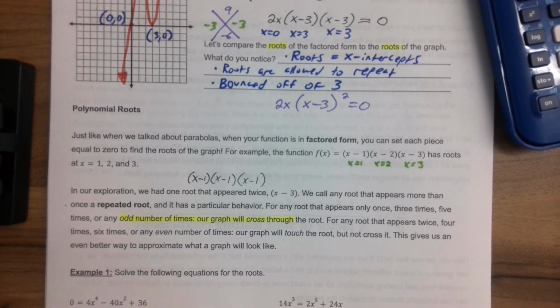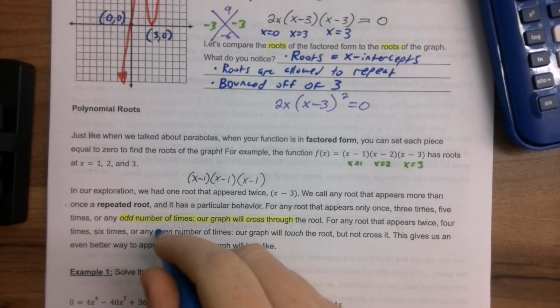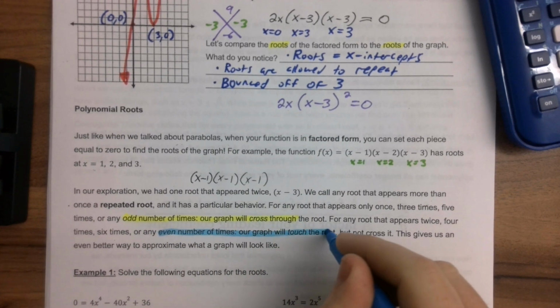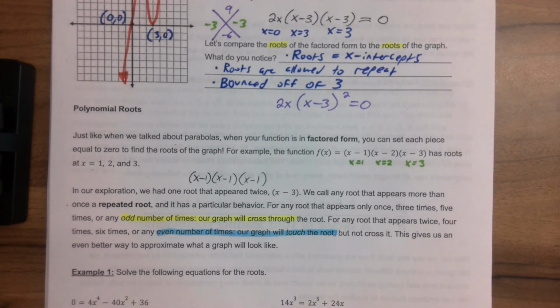But for any root that appears an even number of times, so any even number of times a root appears, the graph will touch the root and then bounce off of it in the other direction. It's not actually going to cross through it. Let's see this in action.